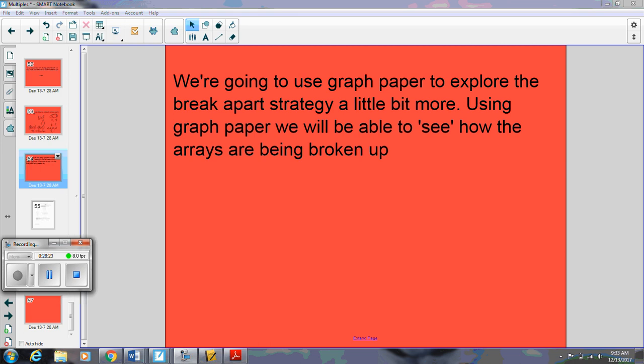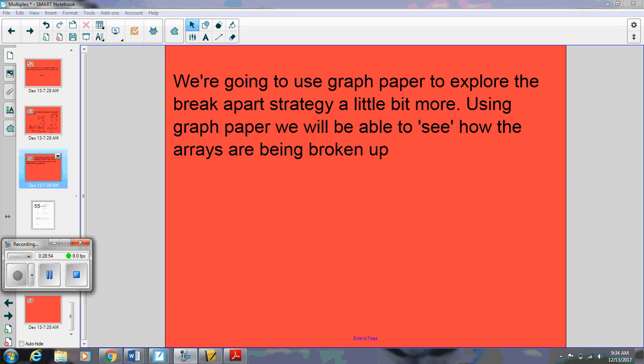Okay. It already has an array. How? Because those squares that are together, they are making an array. How? It already has rows and columns. Can you see the rows? Yes. Can you see the columns? Yes. So we're going to use this to continue thinking about the distributive property. We're going to see it.